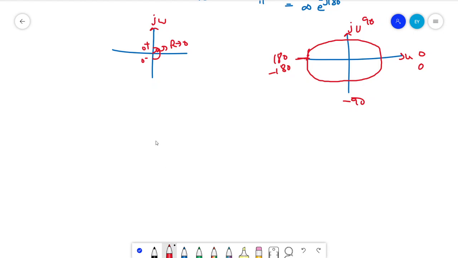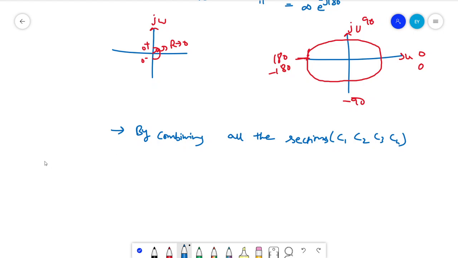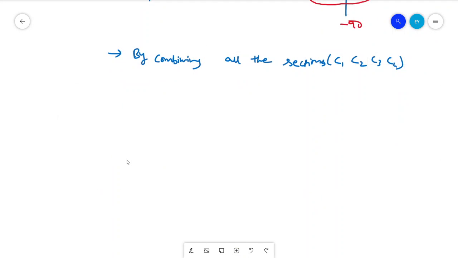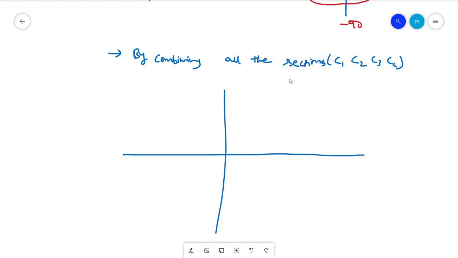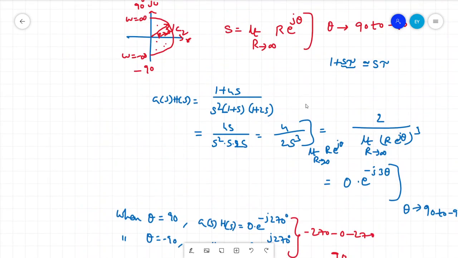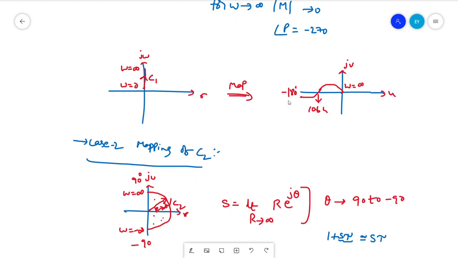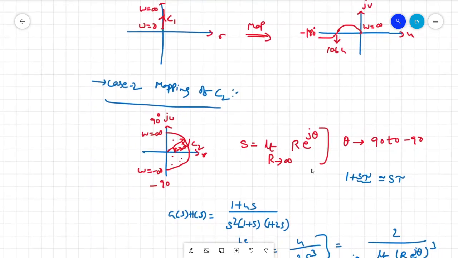Okay, so by combining all the sections, C1, C2, C3 and C4, we'll plot this from the first section to the last section. Observe carefully. In the first section, I'll just show the first section and I'll write. In the first section, this is what the plot actually looks like. It is starting at minus 180. It is going to 0 at 270 degrees. Okay, so this is the polar plot for the first section.